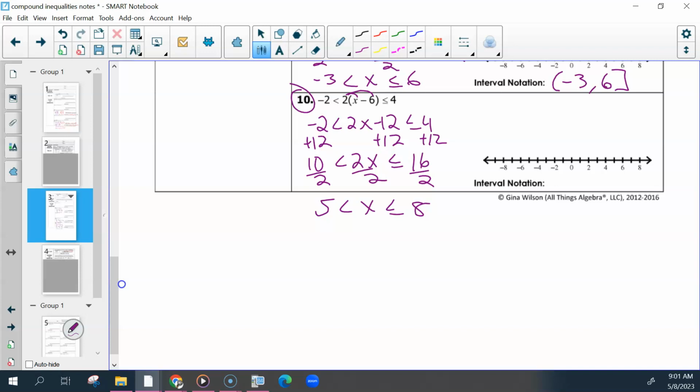It's going to look very similar to the last problem. Starts off open circle, ends with closed, or starts off parenthesis, ends with bracket. What questions do we have about that one? On the very last page, are there any we want to see, do, go over, review?